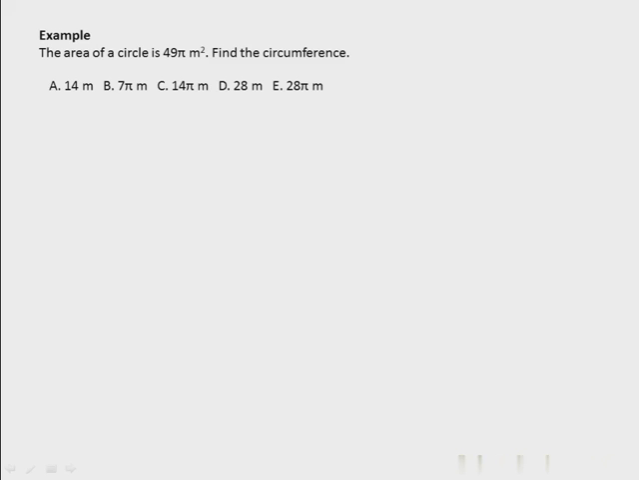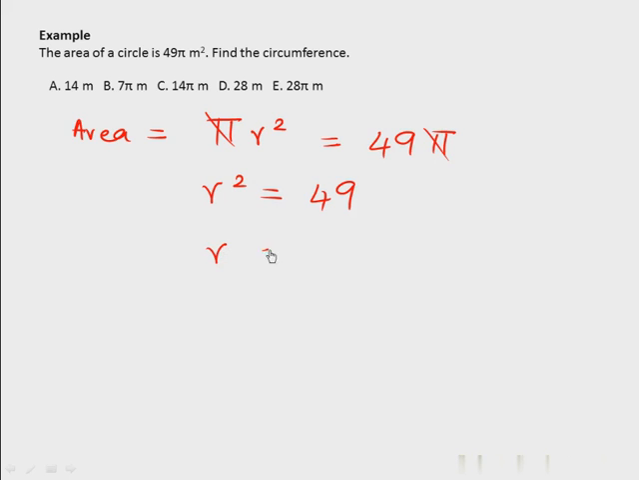The area of a circle is 49 pi meters square. Find the circumference. So I know the formula for the area of a circle. Area is equal to pi r square. And that's given to be 49 pi. So if I divide out the pi's, I get r square is equal to 49, which means r is equal to 7 meters. Once I have the radius, I have total control about all the parameters of a circle.